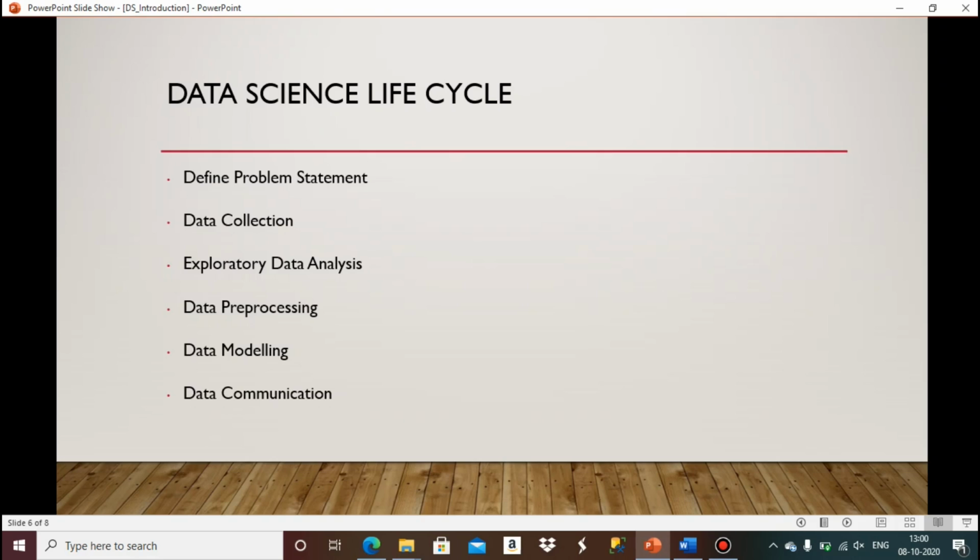We can generate some graphs from the data. Okay, we can just list down the data. We can try to understand the different relationships existing among the data. All these things we'll do through exploratory data analysis.